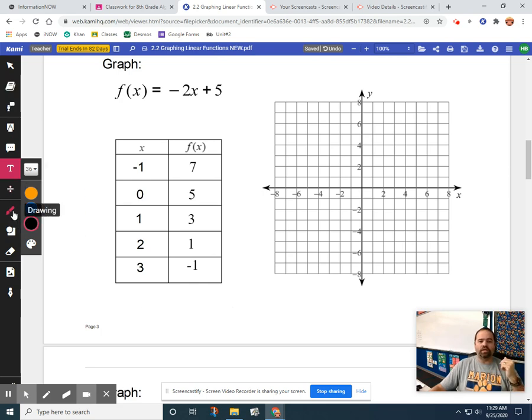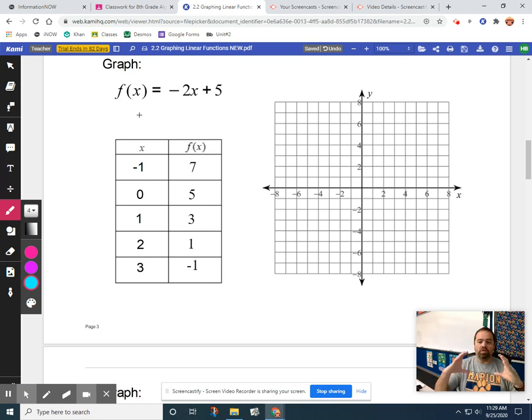So now I'm going to actually graph these. So what I've done here, the way the table's set up, I'm basically asking you to graph an XY pair, an ordered pair for the coordinate plane. So our X values are right here, and the F of X values we're going to use as our Y values. So this is basically an ordered pair, -1, 7. And then 0, 5, 1, 3, and so on and so on.